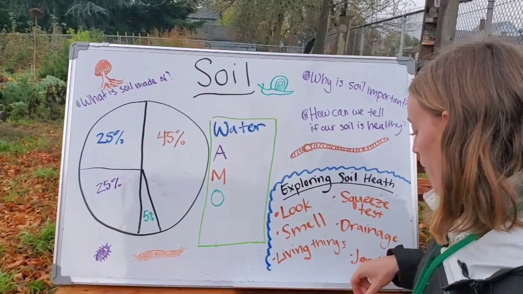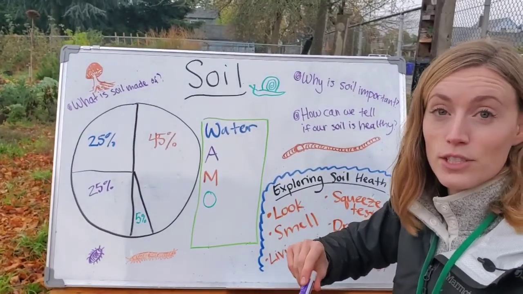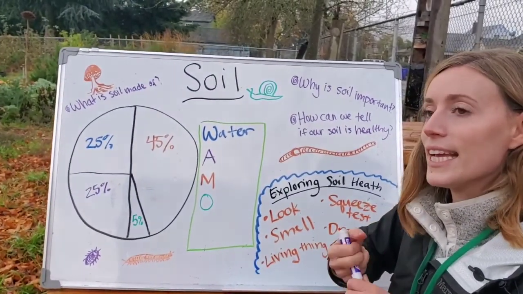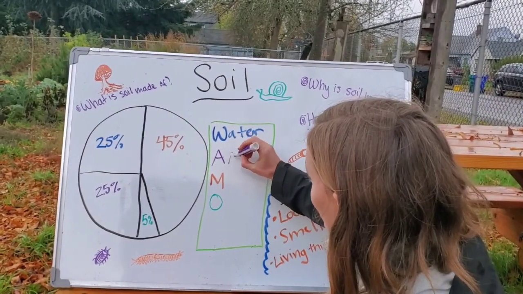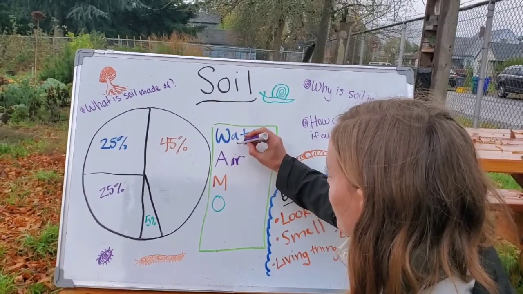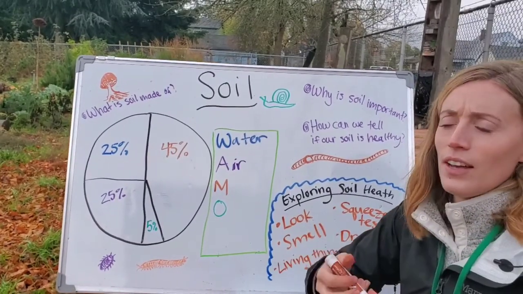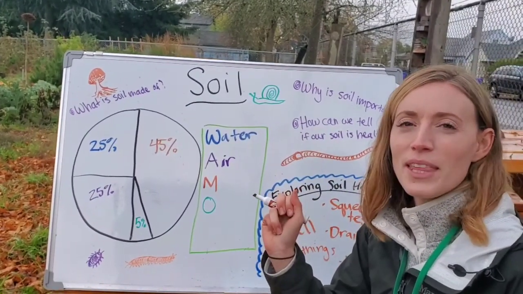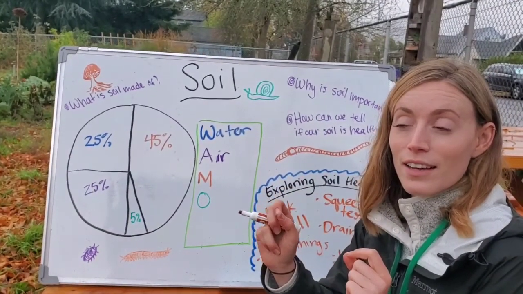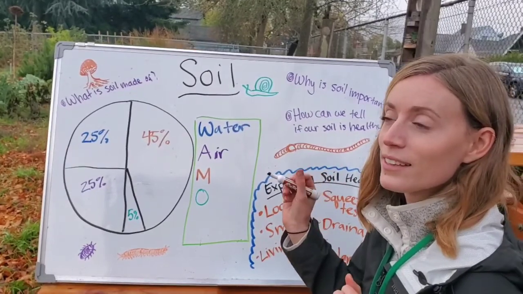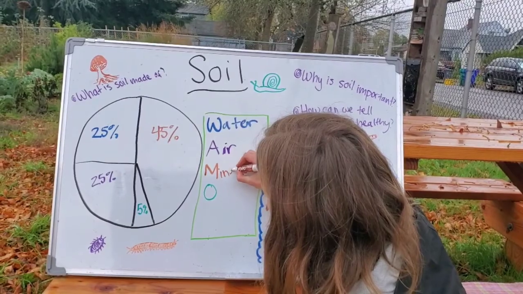Next, we have something that you can't even see, but it is very important to have in the soil because it makes it fluffy. It is air. Next, we have something that is made up of teeny tiny pieces of rock, and it starts with an M. What do you think? It's minerals.